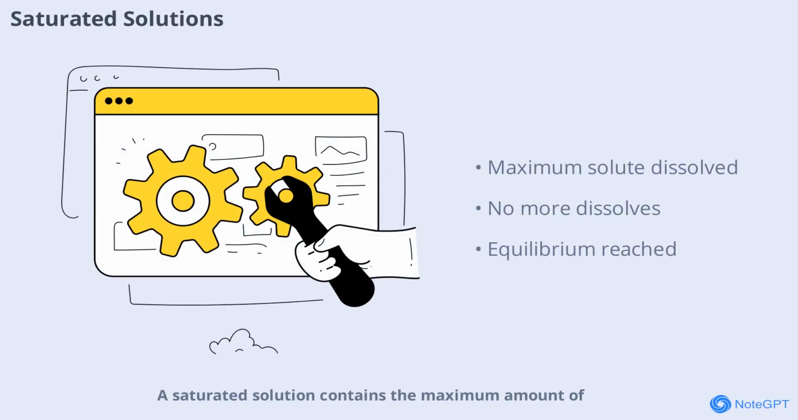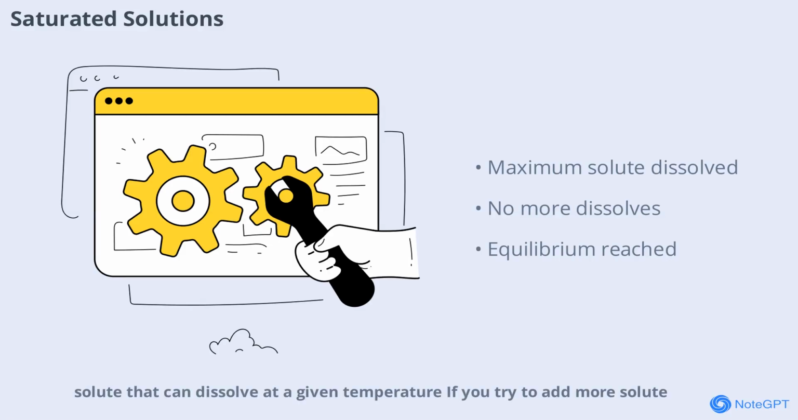A saturated solution contains the maximum amount of solute that can dissolve at a given temperature. If you try to add more solute, it simply won't dissolve and will remain as a solid at the bottom. This is the point where the solution is in equilibrium with the undissolved solute. Saturated solutions are important in chemistry because they help us determine the solubility of different substances under various conditions.